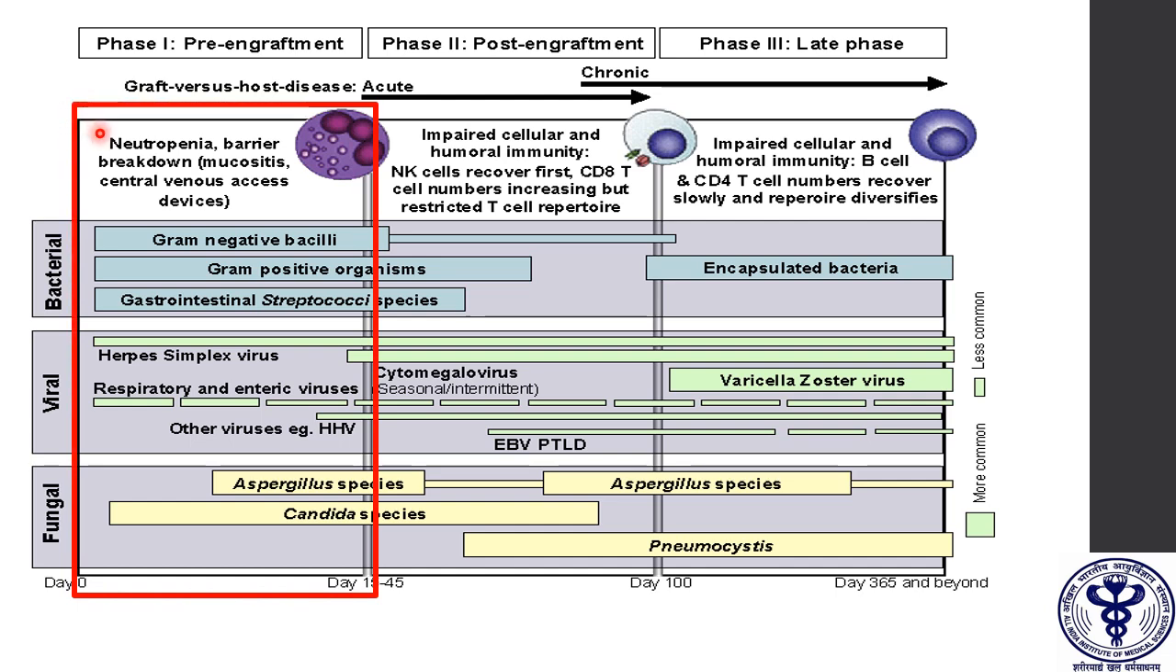putting him at a higher risk of infection with gram-negative bacilli like Pseudomonas and Acinetobacter, which are commonly seen in our settings, gram-positive organisms like coagulase-negative staph, viridans streptococci, and in some cases MRSA as well. Viral infections like HSV, other respiratory and enteric viruses, and fungi, most commonly Aspergillus, Candida and Mucor.